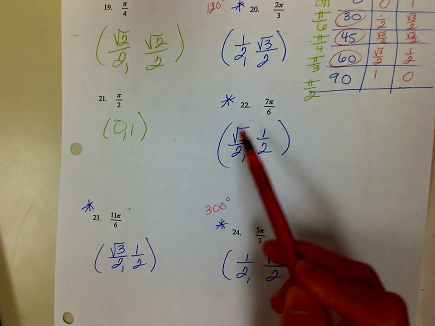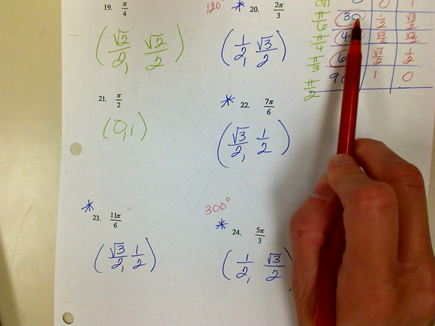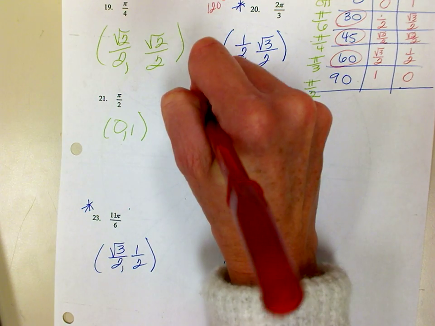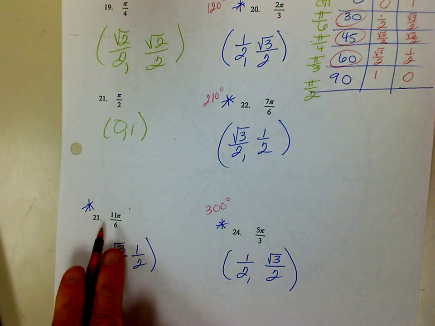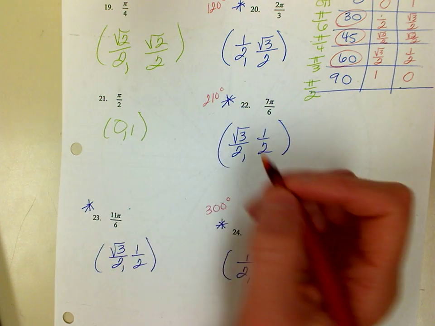Okay, these are both a denominator of 6. If it's a denominator of 6, it's a multiple of 30. So multiply 30 by the numerator. That's 210 degrees. 11 times 30 would be 330 degrees.